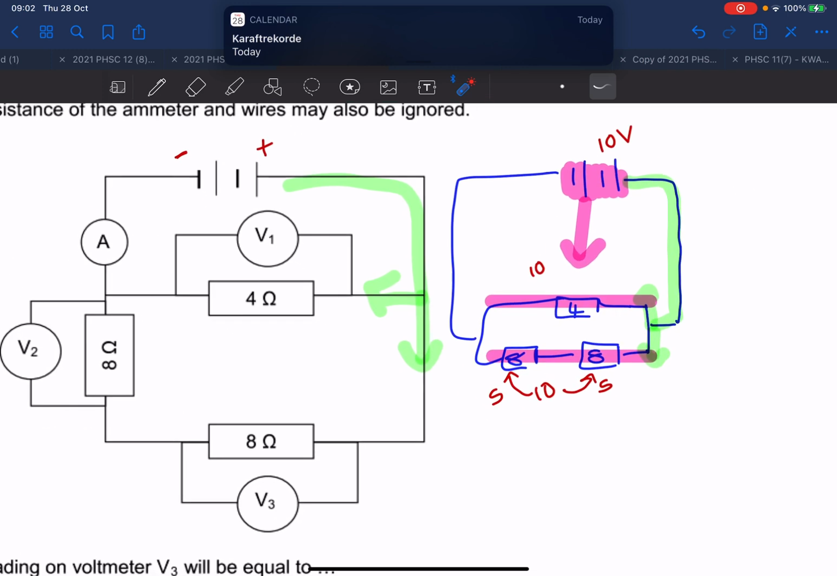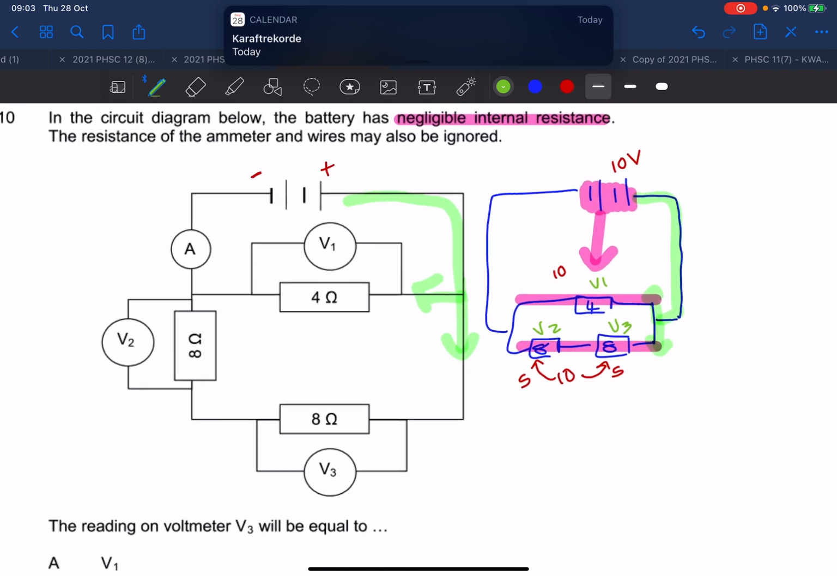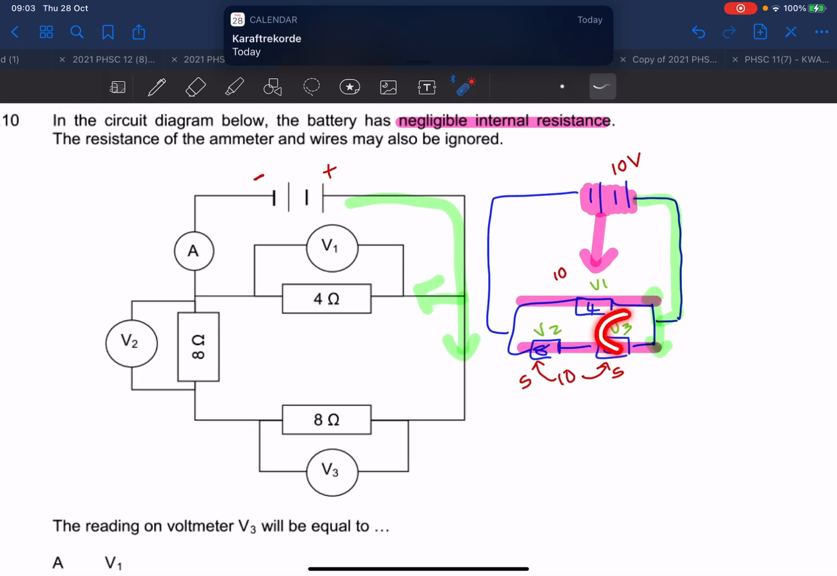Now they give names to that. They say this is V1, this is V3, this is V2. And they ask, the reading on voltmeter 3 will be equal to what?